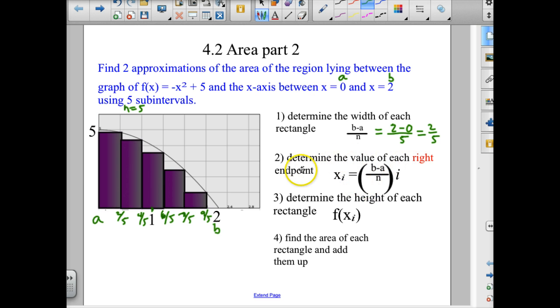Determine the value of each right endpoint. Oh, I just did that, sorry. Worked a little ahead. So using this notation, x sub i, where i is the counter, tells which rectangle we're talking about. X sub 1 would be b minus a over n times 1, so that's our 2 minus 0 over 5 times 1. There's our 2/5 that I have here. And then x sub 2 is b minus a over n, which is 2/5 times 2. So 2/5 times 2 is how we get 4/5.